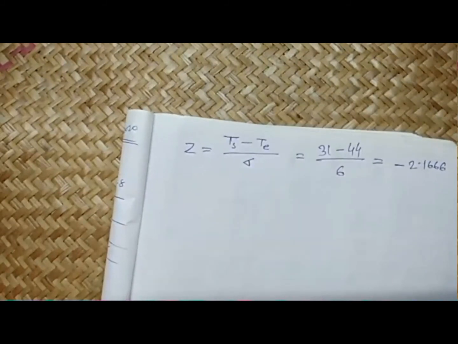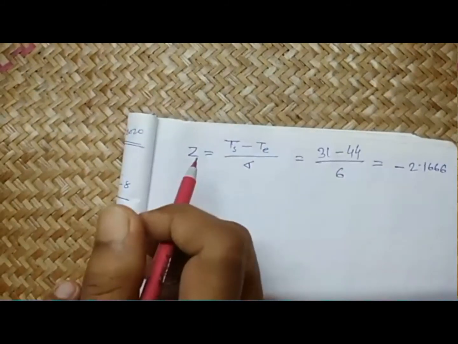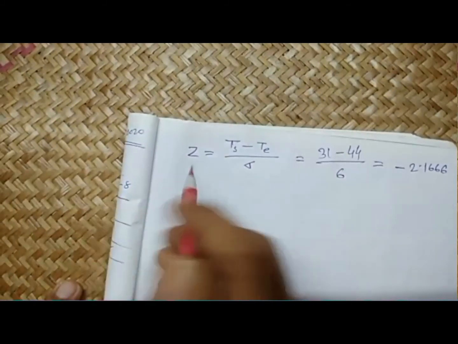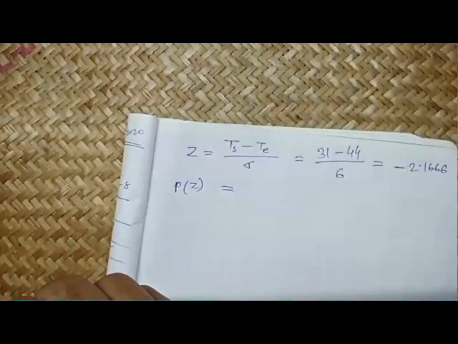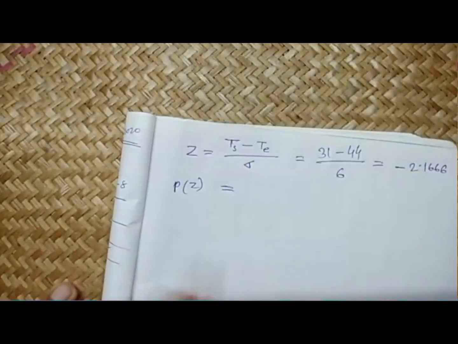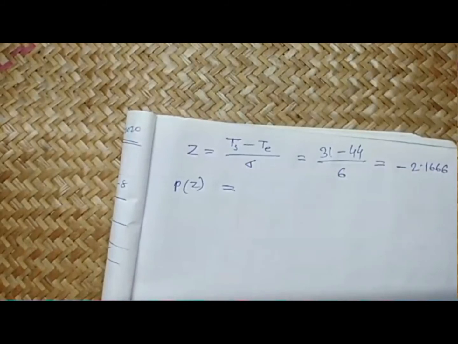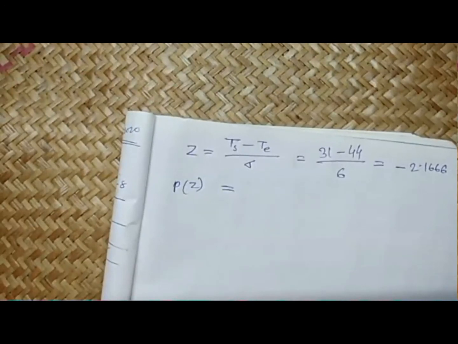Now we have to find out that P(Z) directly from the table. Okay, so for that we need the standard normal distribution table. I have downloaded it on my computer. I'll try to show it to you.